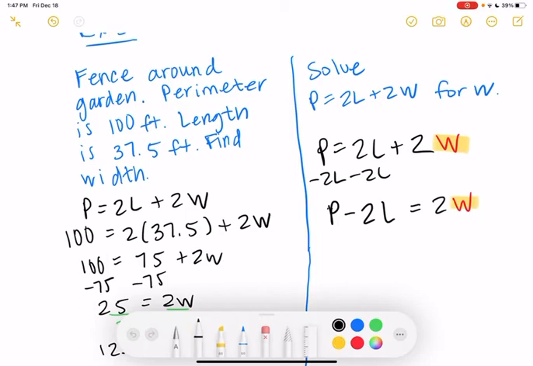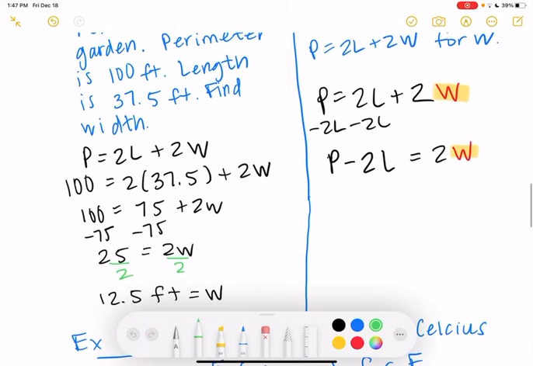Okay, so we just subtracted the 2L from both sides. Now we have to get that W by itself, and there's a 2 attached to it. So that's by multiplication. So we should just divide both sides by 2, right? And you can do the entire side. You don't have to do each term. Although if you did do each term, I would also accept that as an answer.